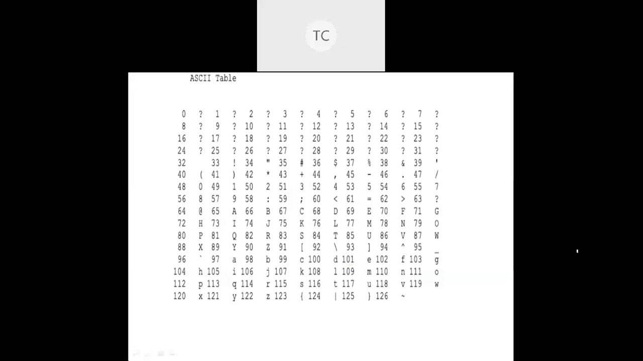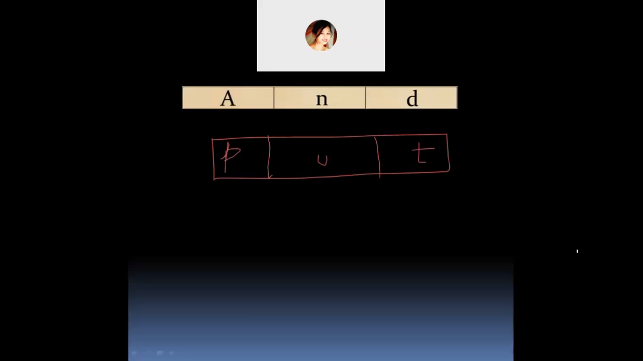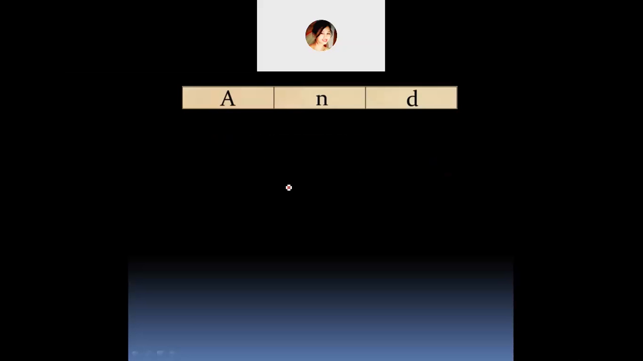Are they all in small letter, lowercase? Yes, all of them are in lowercase. Okay, have you taken the snapshot for the ASCII table? So now, taking these two tables into account, just solve this: small p, small u, and small t. Now check it.